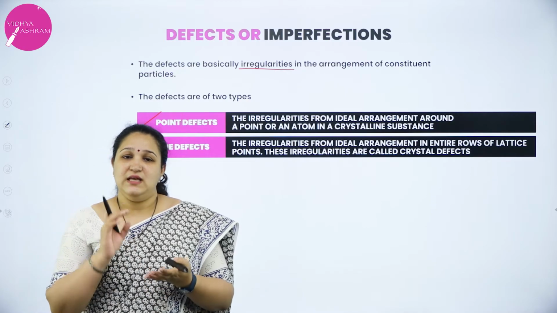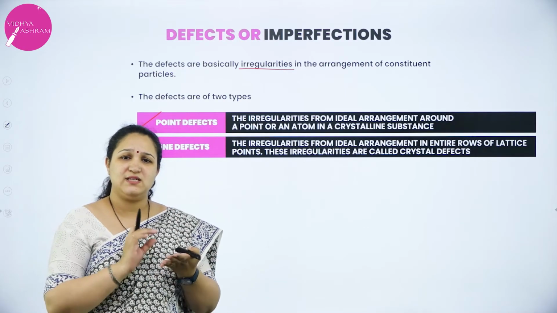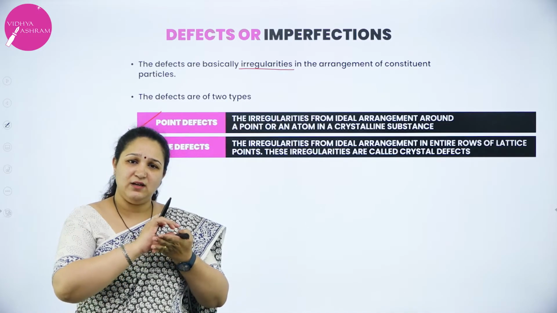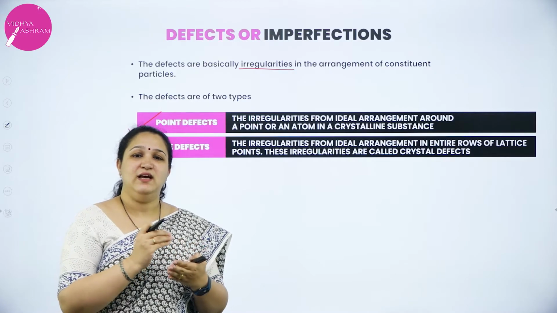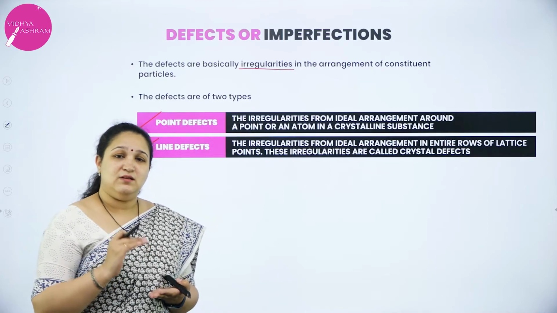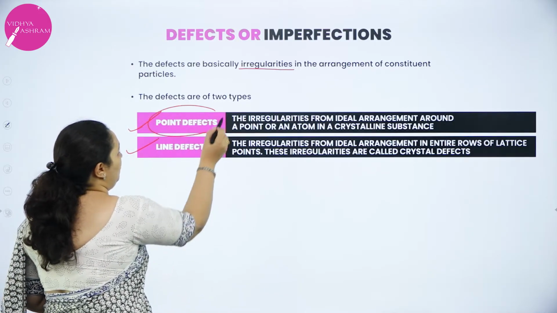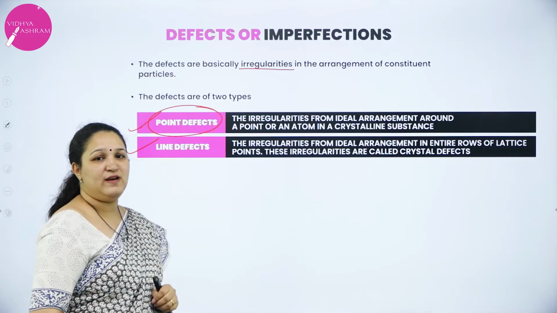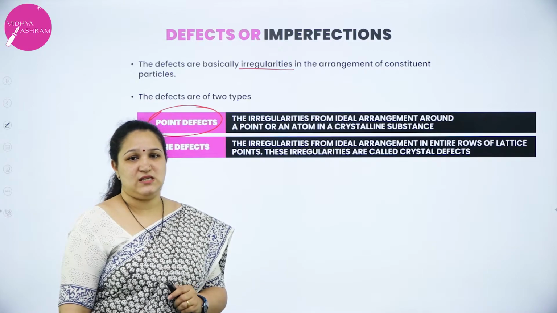Now what do you mean by line defect? Line defect means there is an irregularity in the entire row. If there is an irregularity in one full line of particles, then we call it a line defect. In the second PUC syllabus, we learn only about point defects. Line defects are not there in your second PUC syllabus.